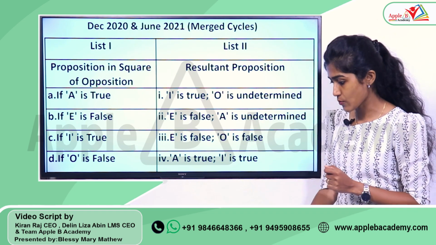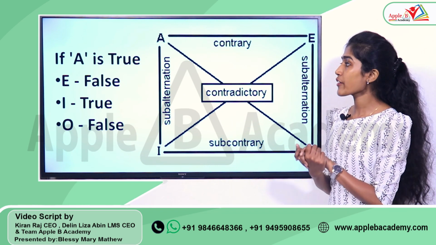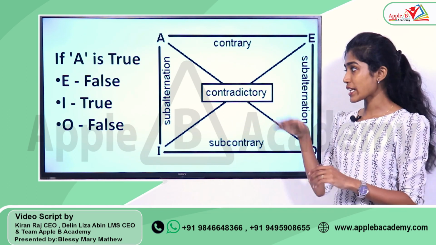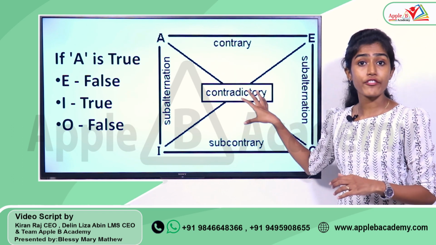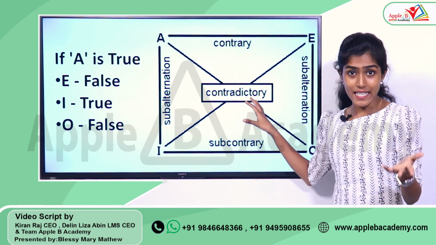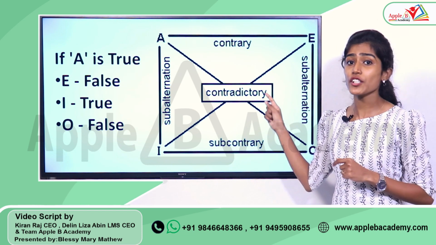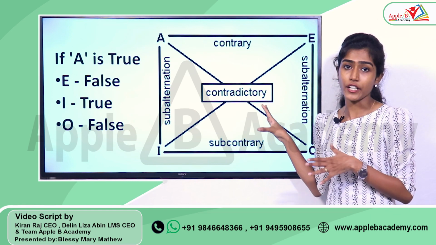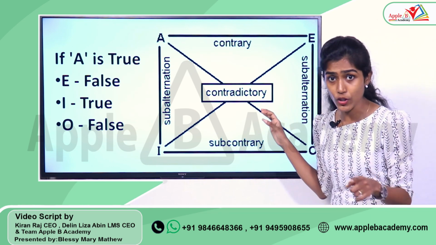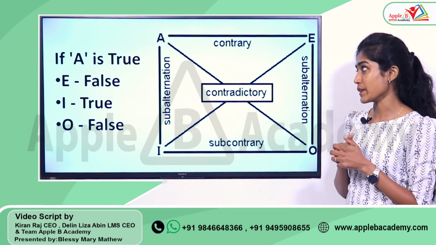Here you have the first one, that is A is true. If A is true, what will be the condition of the other 3 propositions in the square of opposition? I have given the square of opposition here as well. As I have already mentioned, you have to watch the basics of square of opposition, only then can you understand what we are discussing in this session. So watch that video if you have not watched it, and then come back to this session.